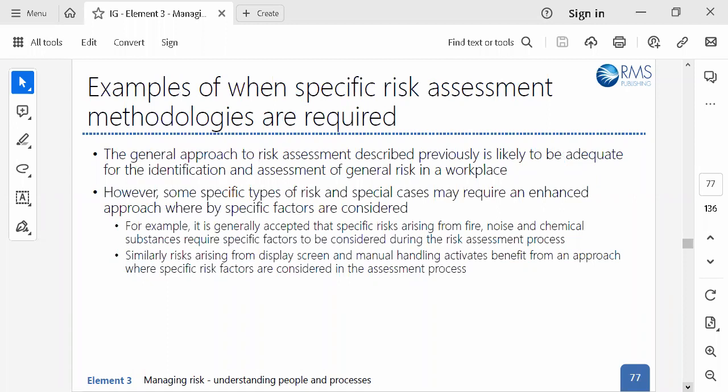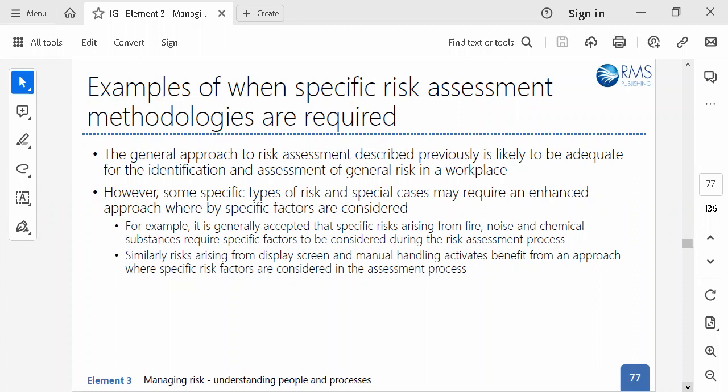The general approach to risk assessment described previously is likely to be adequate for the identification and assessment of general risk in the workplace. However, some specific types of risk in special cases may require an enhanced approach where specific factors are considered. For example, it is generally accepted that specific risks arising from fire, noise, and chemical substances require specific factors to be considered during the risk assessment process, because these need specific control measures.